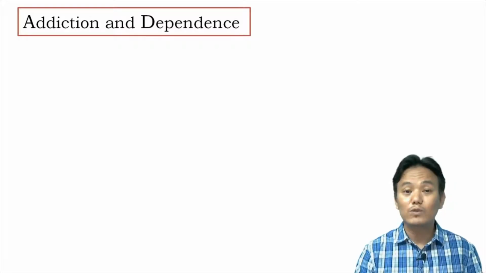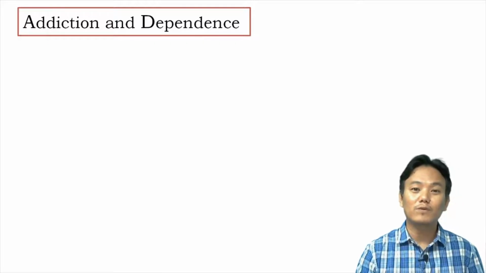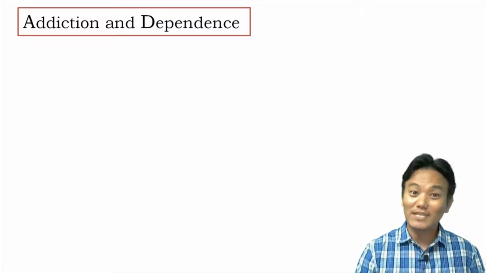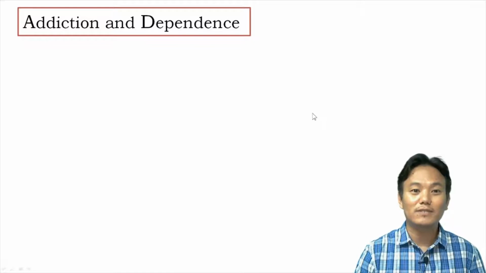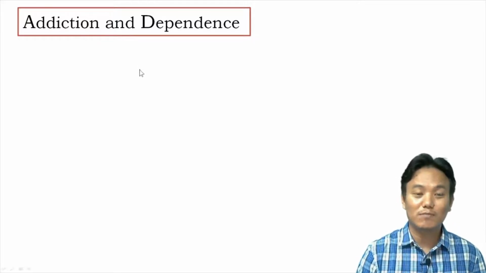Now, I have told you that many of the substances which people commonly abuse are quite addictive, and addiction can lead to something called dependence. Let us see the difference between addiction and dependence.